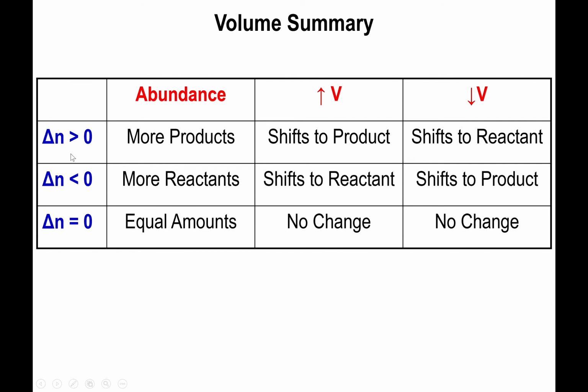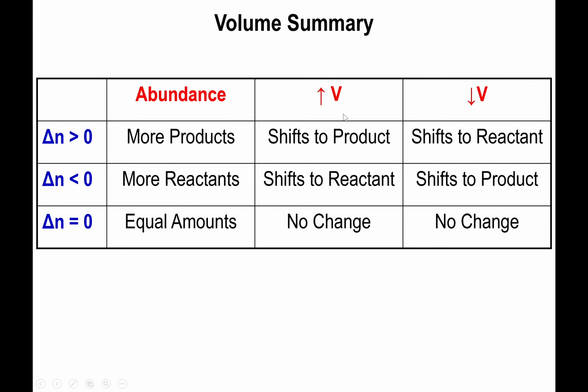In that case, if you end up with a positive value, this will tell you that you have more gaseous products. And if you have more gaseous products, increasing the volume will shift the equilibrium to the product side. Decreasing the volume will shift you to the reactant side because that will have the least amount of gases. However, if this value of delta N is negative, that means you're going to have more reactants than you do products, at least in the gas phase.